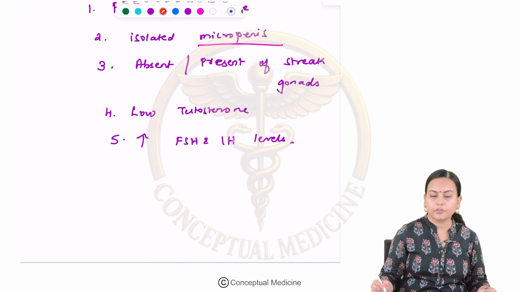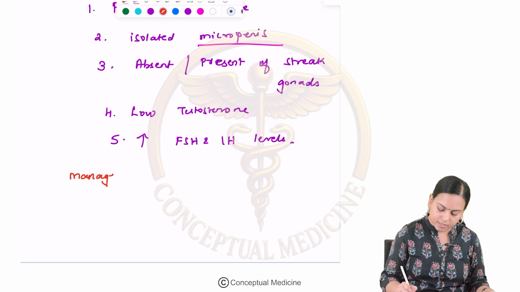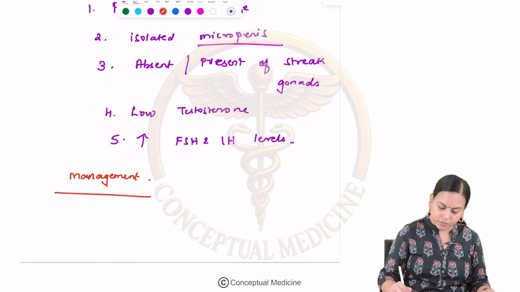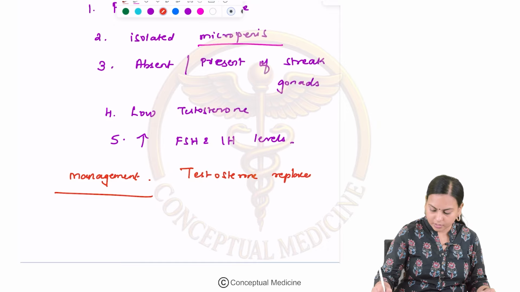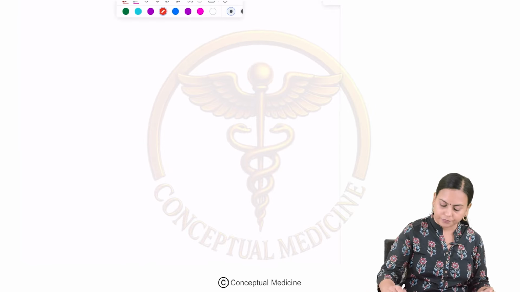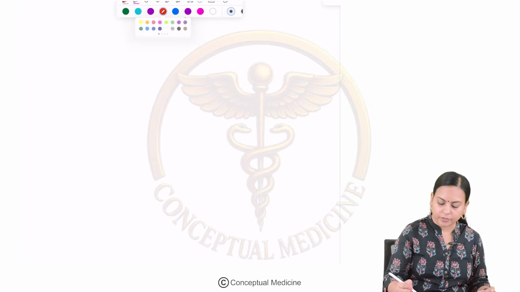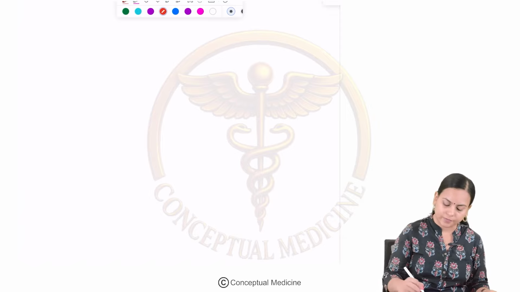So how are you going to manage these patients? Management in these patients is usually done by testosterone replacement therapy, that is done during puberty. Clear? Right. Now, the next disorder we are going to discuss is ovotesticular disorder of sexual differentiation.